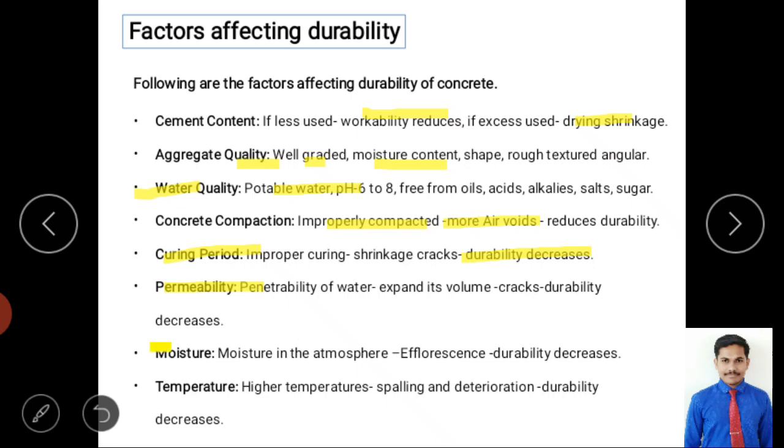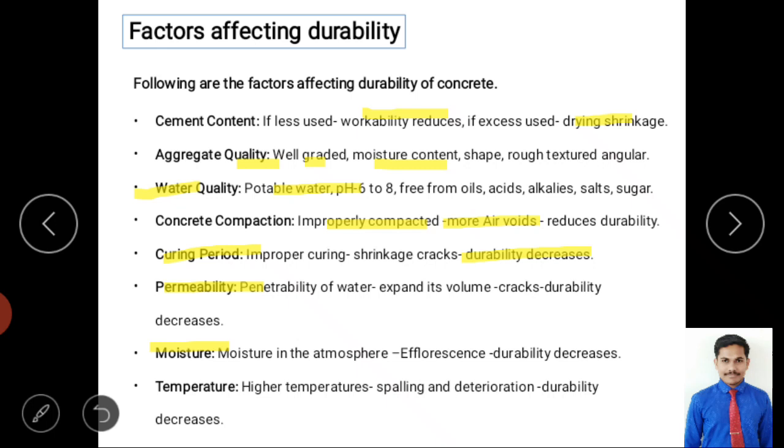So next we have moisture condition, that is, moisture condition in the atmosphere. For example, a structure is constructed in an environment. When the moisture content in the atmosphere is high, for example in humid conditions, in the morning the water content in the atmosphere is more. If you go in the afternoon, the water content in the atmosphere is less. Even in the evening it will have some moisture.